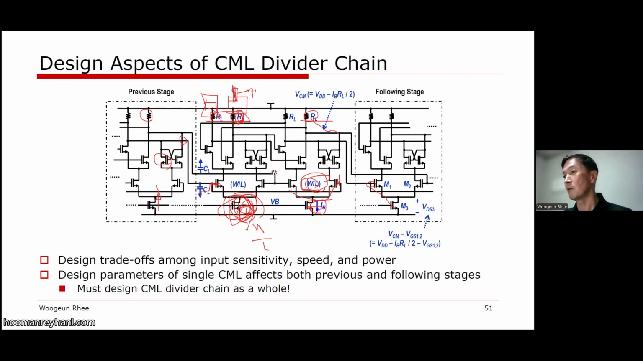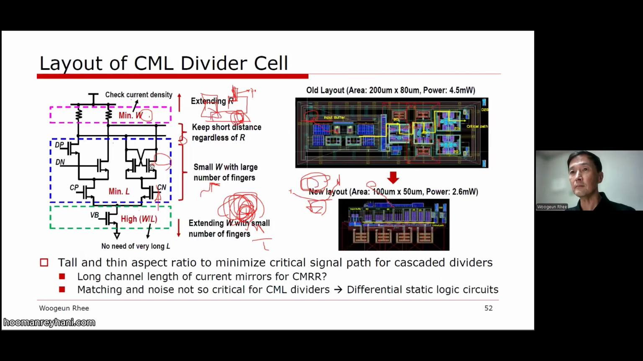Actually, if you have a noise problem, mostly 90% comes from the VCO, and another percentage maybe comes from the charge pump. And the layout is very critical.